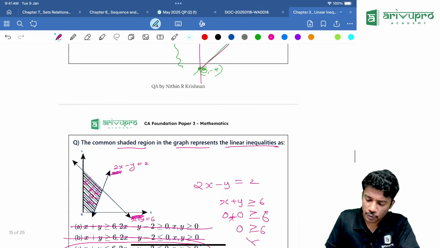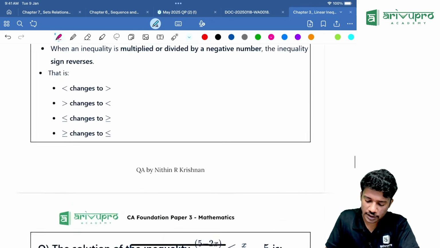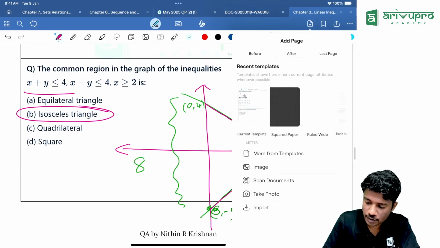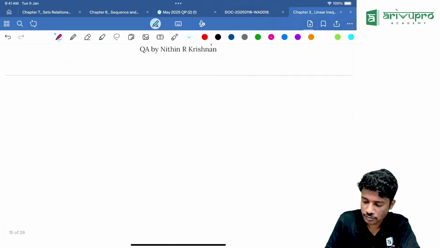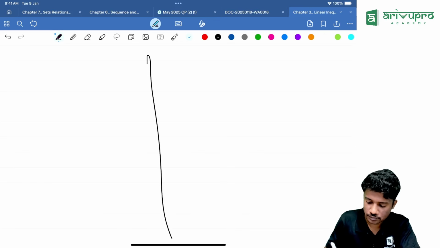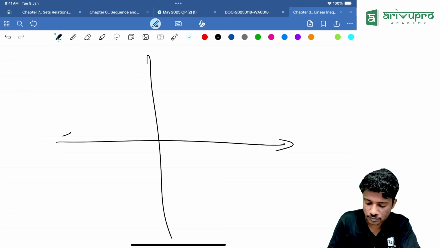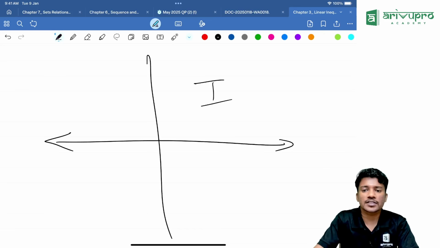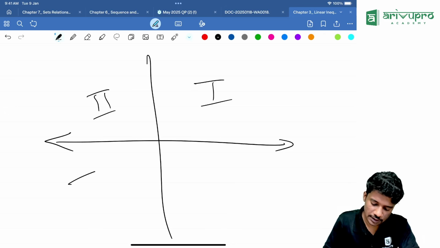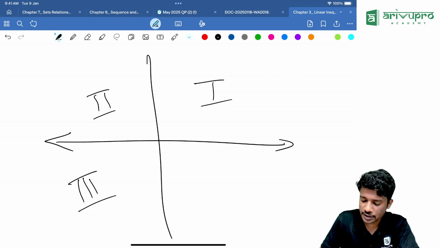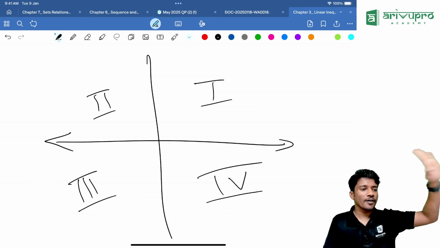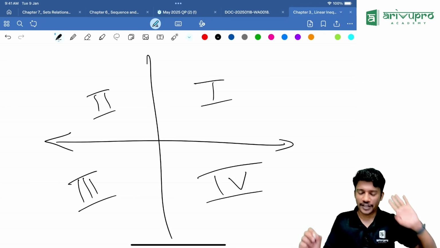Now, can we learn about something called quadrant before solving these type of questions? Yeah. This is first quadrant. This is what? Second quadrant. This is what? Third quadrant. This is what? Fourth quadrant. So how many quadrants are there? 4 quadrants are there. Very good.